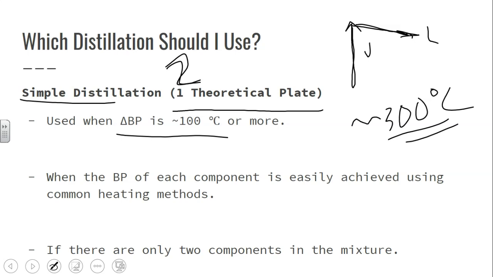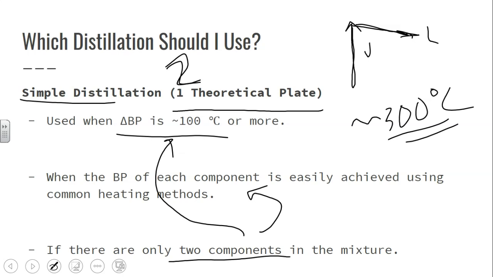Okay, and the other thing is that typically we just want 2 components in the mixture. If there are only 2 components, then that makes it easier. Now that's not because all 2 component mixtures can be separated, but it's more likely that if there's 2 components, the difference in boiling point is 100 degrees, and that the boiling points are easily achieved.